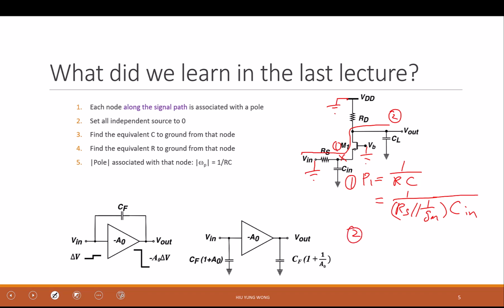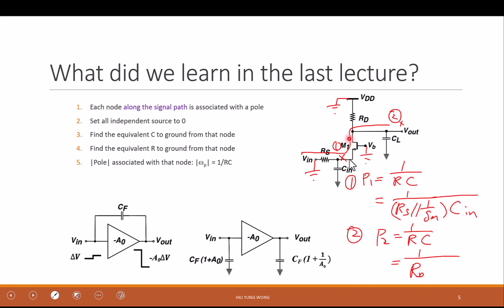And how about the second one? The second pole. Again, it is one over RC at the second node, right? But now I'm standing here. So from here, what are the resistors that can bring me to the ground? Yeah, your finger is pointing up. RD. RD is one of them. What else? You just go around, right? I can go up. I can also go down. What is the resistance going down?